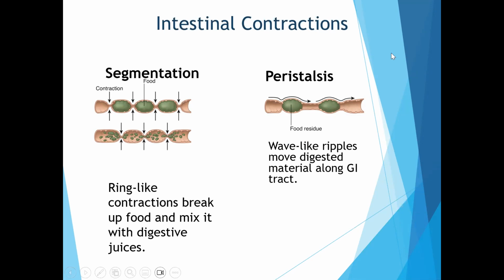Okay, so there are contractions that occur within the intestines, and there are two reasons for this. We have a process known as segmentation. The contraction almost pinches off a portion of the food, and that allows it to mix with our digestive juices and breaks it into smaller segments for our small intestine to deal with. And then we have peristalsis, which is more of a wave-like ripple, and that's the movement aspect. So our ring-like or stronger contractions break the food up and help it mix, and our wave-like contractions help it continue to move smoothly along the GI tract.